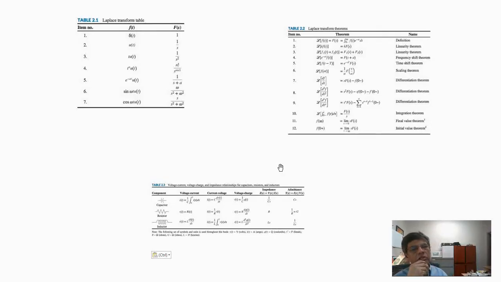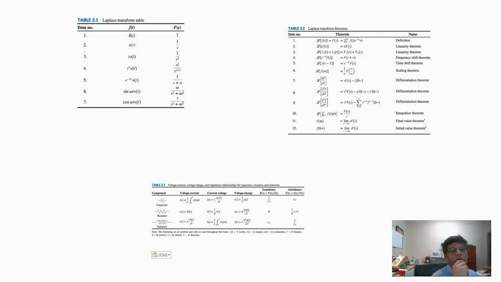Hello students, this is kind of a review or a brief discussion before you try to attempt homework number one. I would like to first go over the table for the Laplace transform.